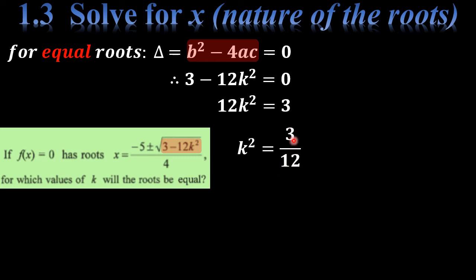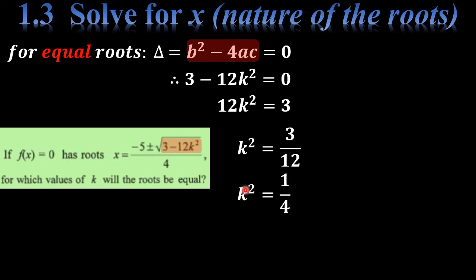An equivalent fraction of 3 divided by 12 is 1 divided by 4, because the biggest number that can divide both of them and leave a remainder of 0 is 3. Okay, 3 divided by 3 is 1, 12 divided by 3 is 4. So it means k squared is equal to 1 divided by 4.